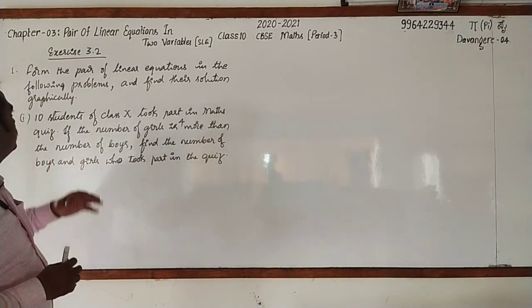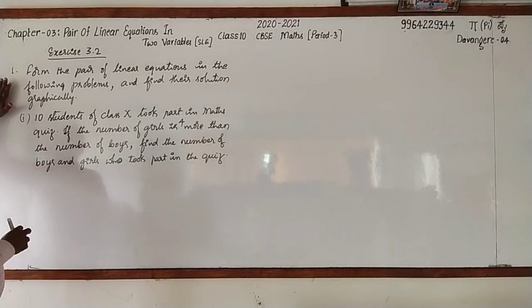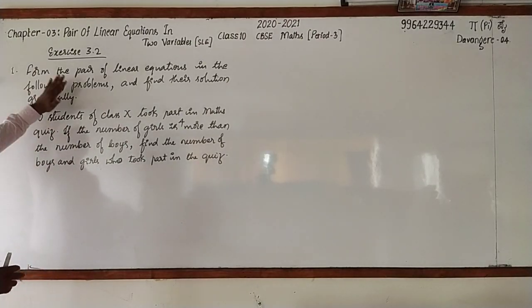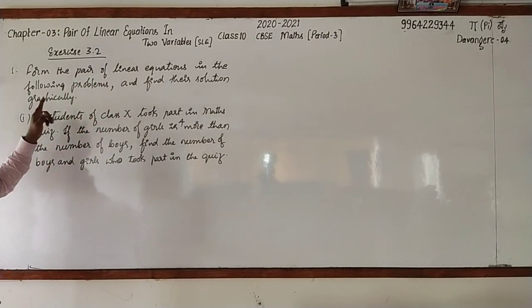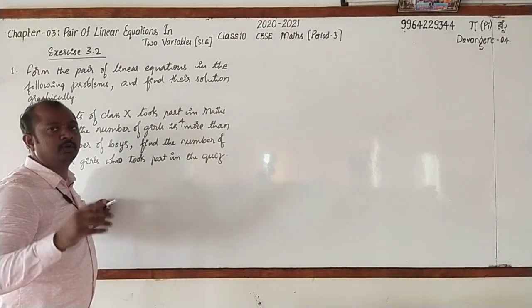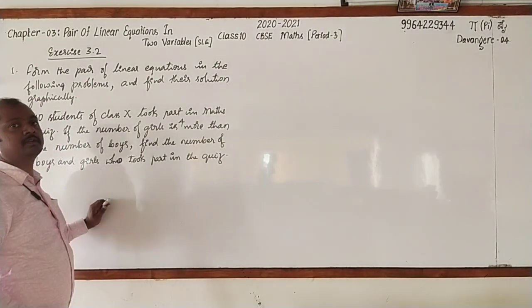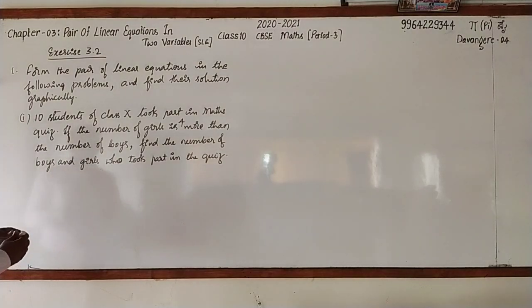Now let's move on to exercise 3.2. In that first one, observe this. Form the pair of linear equations in the following problems and find their solution graphically. Very simple. Here they are given some statements. You have to convert them into equations. After that, you have to find out their solution using the graph.